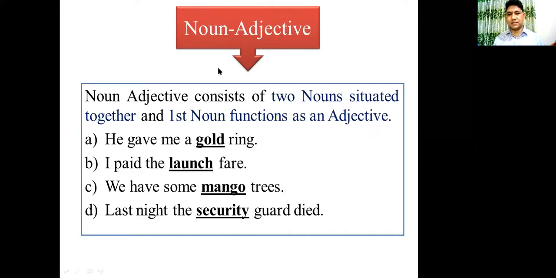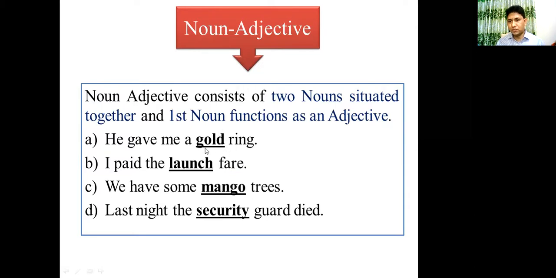Next one is noun adjective. A noun adjective consists of two nouns situated together, and the first noun functions as an adjective. So you see, noun adjectives basically consist of two nouns and they sit together. There are four examples. Have a look. He gave me a gold ring. Here, gold is a noun, ring is a noun. So two nouns joined together. When two nouns are situated together, the first noun becomes an adjective.